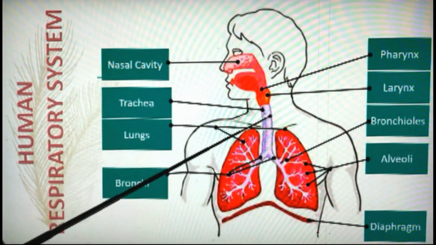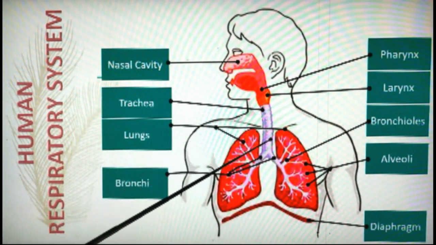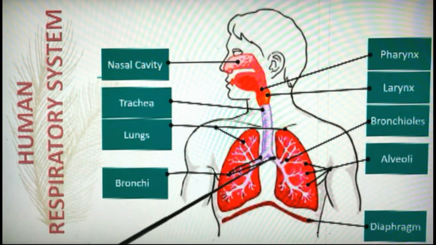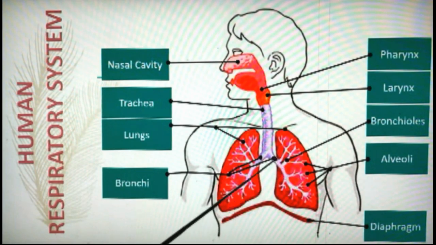So the trachea, now that air passes through the trachea, it branches into two bronchi. Singular, we can call it as what? Bronchus. As two are there, we can call it as what? Bronchi. These bronchi also have got what? Cartilaginous rings. These bronchi enter into two lungs.